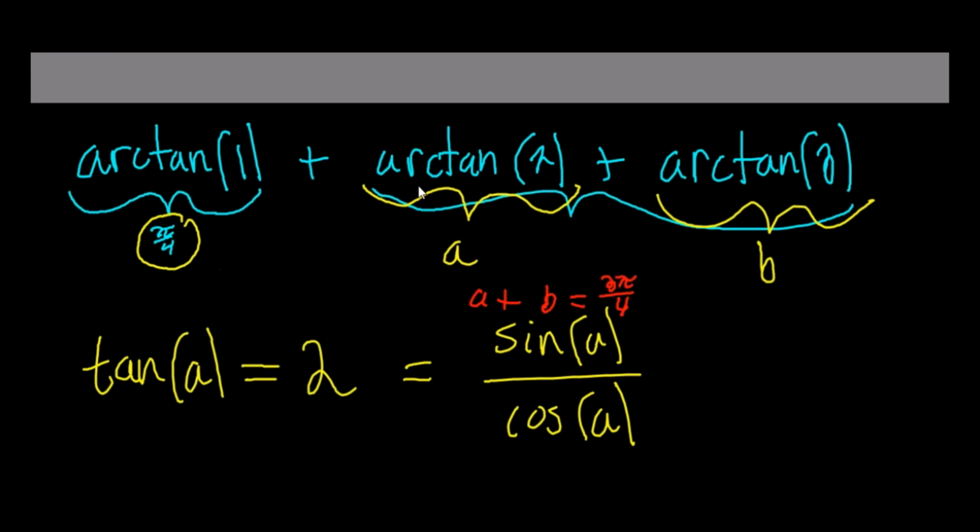Remember, we said that A plus B is arctangent of 2 plus arctangent of 3. So we found arctangent of 1 plus arctangent of 2 plus arctangent of 3 to be pi over 4 plus 3 pi over 4, which is equal to pi. And we're done.